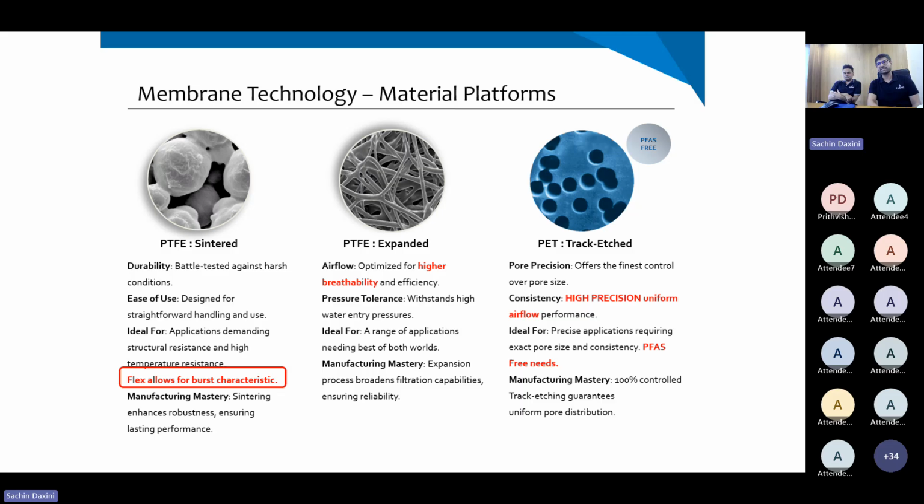And these membranes, these PET track etched membranes, they can be offered in a PFAS free option. So this is very interesting for anyone who is looking at compliance to these new regulations that are coming in. So PorVent is ready with options for PFAS free, and we look forward to having these regulation related discussions as well with our customers. The products are being developed.